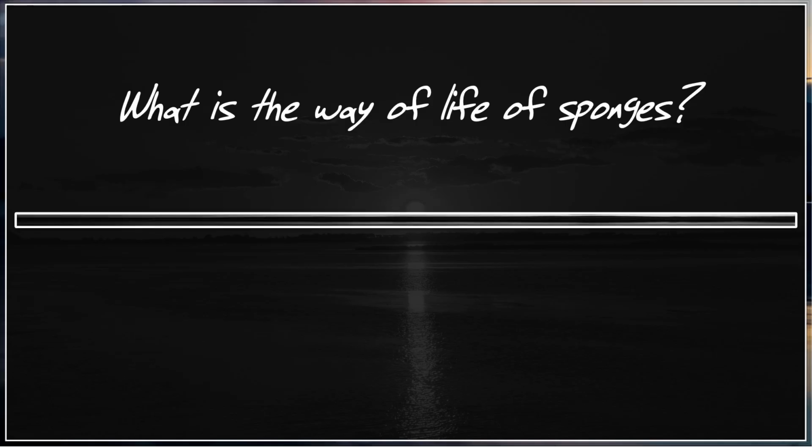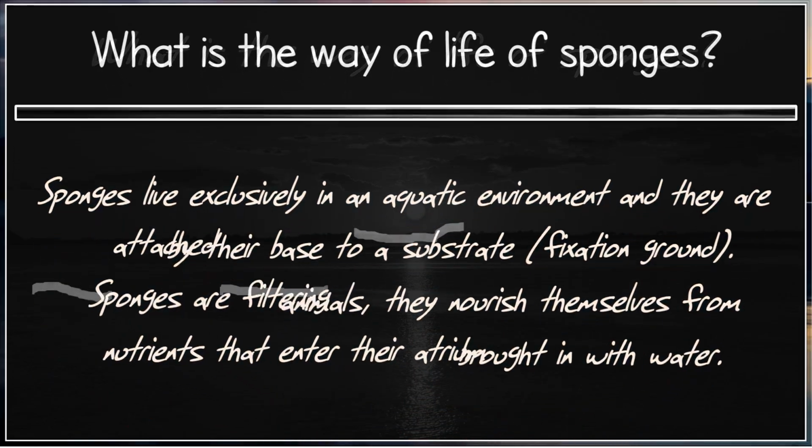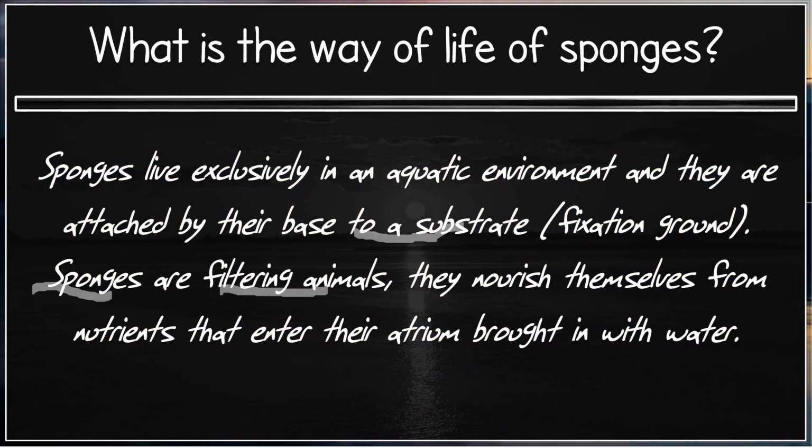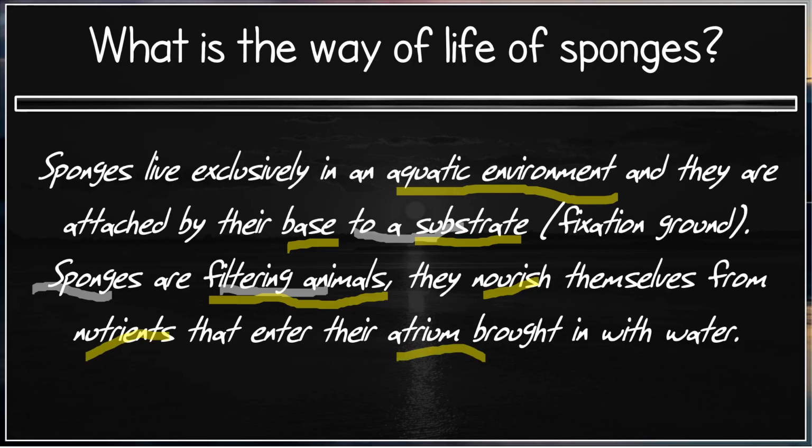What is the way of life of sponges? Sponges live exclusively in aquatic environments, and they are attached by their base to a substrate, that is, a fixation ground. Sponges are filtering animals. They nourish themselves from nutrients that enter their atrium, brought within water.